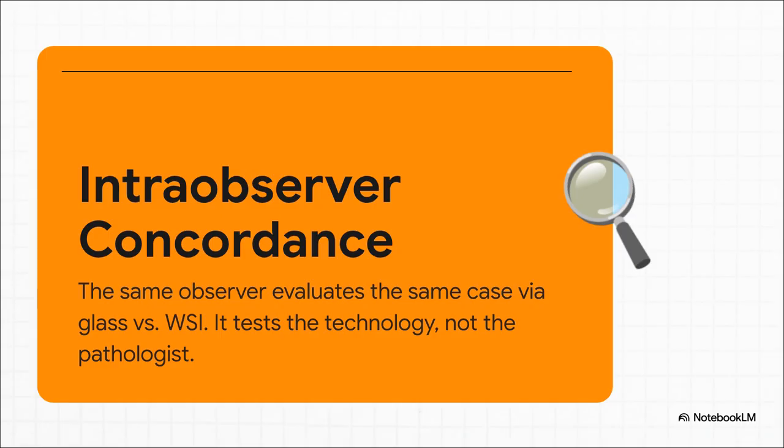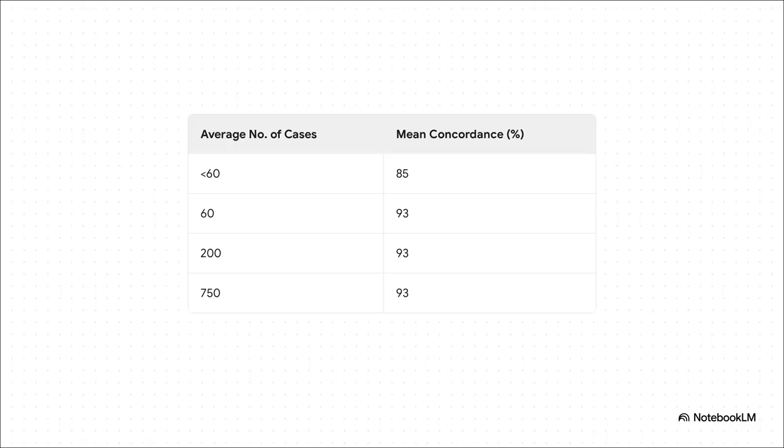Nope. Instead, it's meant to isolate one single variable, the technology. The only question we're trying to answer here is, does switching from a glass slide to a digital image introduce errors or change how we interpret things? That's it. And this chart really shows you the evidence behind that 60 case minimum.